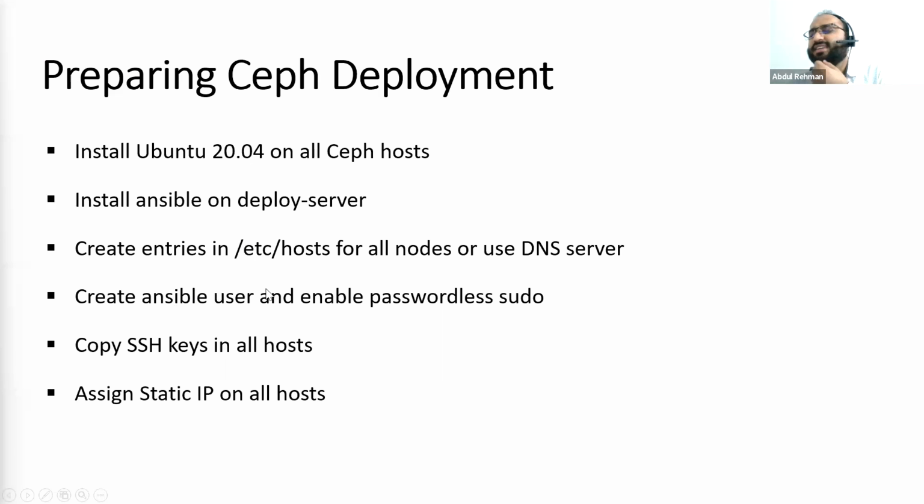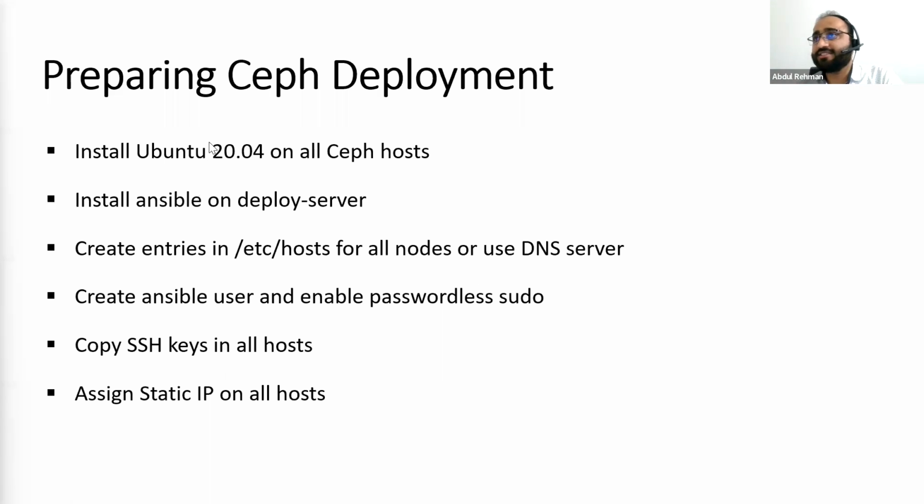And the next thing is create Ansible user and enable passwordless sudo. Copy SSH keys in all hosts and assign static IP. So all these points I have already done. Actually, I have already deployed this Ceph cluster. So I'm just repeating the steps here so you guys can understand. I'm not sure why my voice is echoing. I think now it's better.